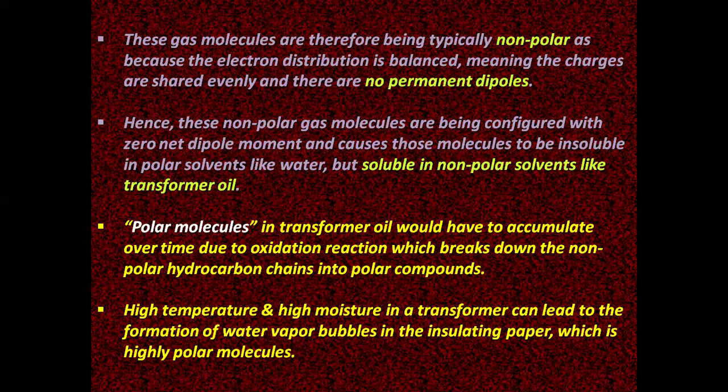Polar molecules in transformer oil accumulate over time due to oxidation reactions, which break down the nonpolar hydrocarbon chains into polar compounds. High temperature and high moisture in a transformer can lead to the formation of water vapor bubbles in the insulating paper, which is made of highly polar molecules.